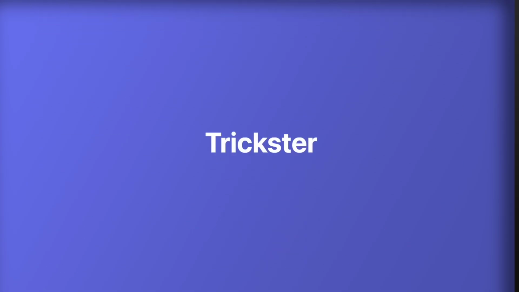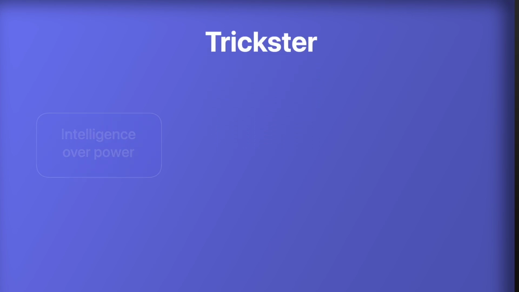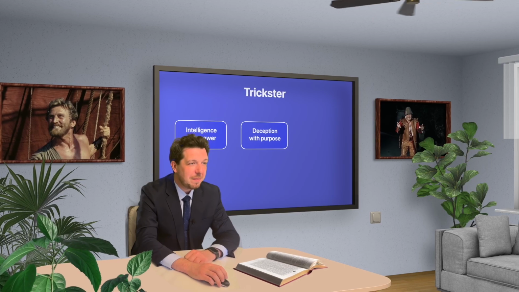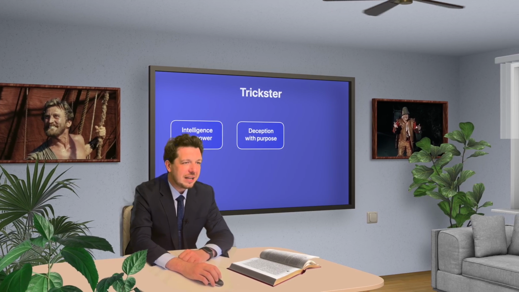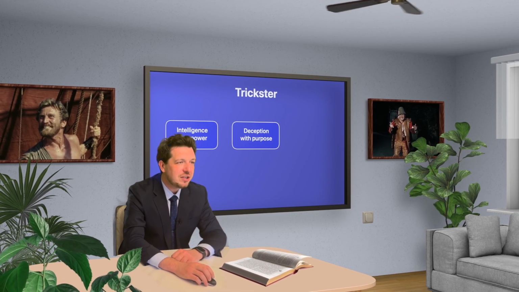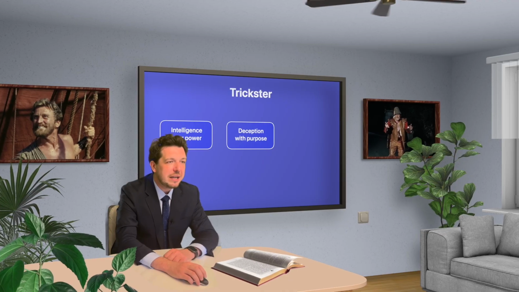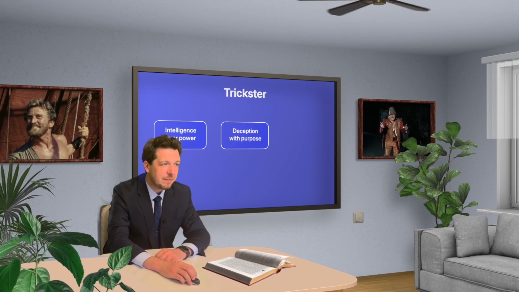The defining features of the trickster are intelligence over power. A trickster lacks conventional authority. He wins through wit, language, psychological insight, or improvisation. If a character can simply command obedience, they are not a trickster. Deception with purpose. A trickster deceives instrumentally. He manipulates situations to achieve specific goals, not merely for entertainment or mischief.